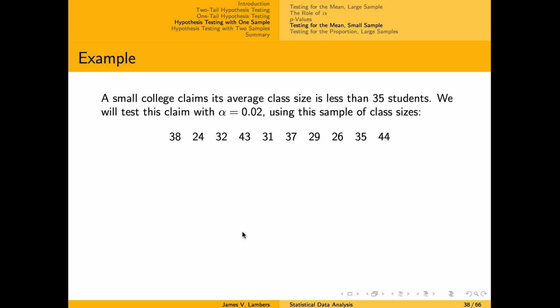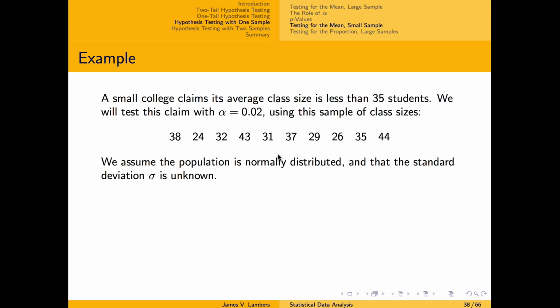As an example, we test the claim of a small college that its average class size is less than 35 students. Here is our sample, and we use alpha equal to 0.02, so our confidence level is 98%. In keeping with the scenario we have been discussing, we assume a population of class sizes is normally distributed, but we do not know its standard deviation. Because the college wants to establish a claim of a small class size, our alternative hypothesis is H1: mu is less than 35, and therefore the null hypothesis is that mu is greater than or equal to 35.